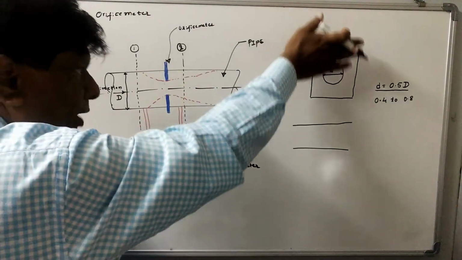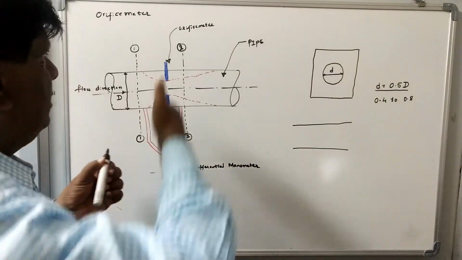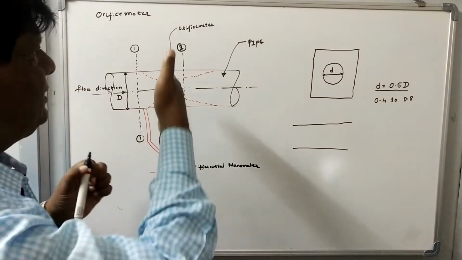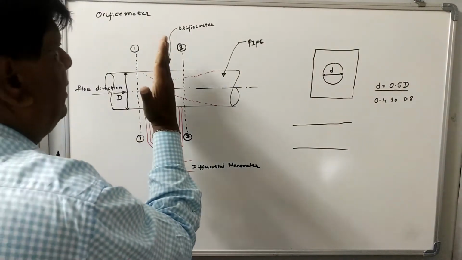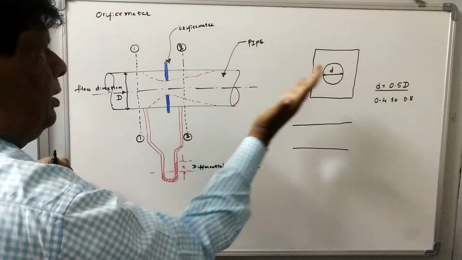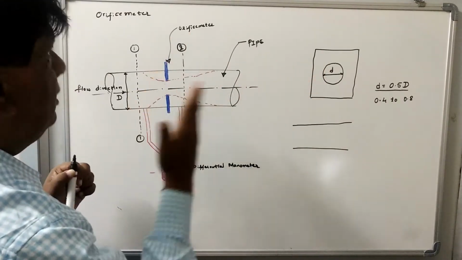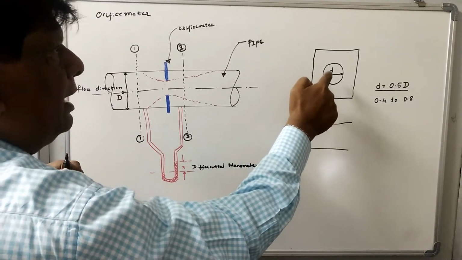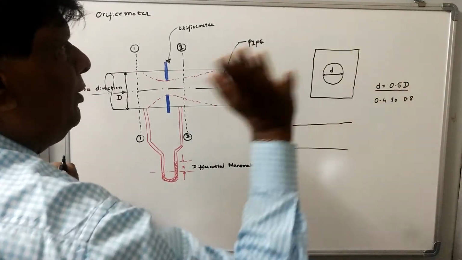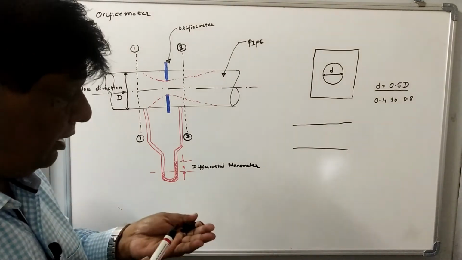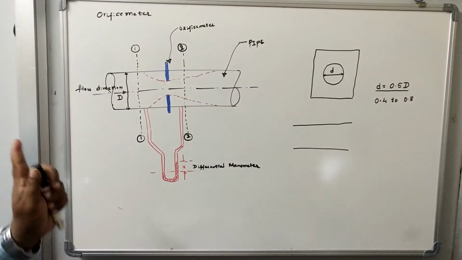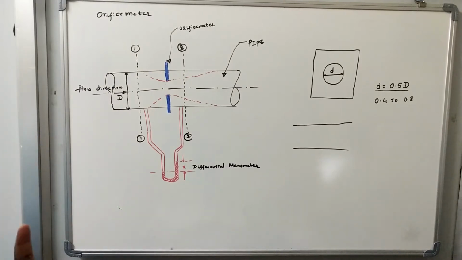this plate along the cross section of the pipe. You can cut the pipe, put this plate which has the hole, and the diameter of that hole is 0.5 times the diameter of the pipe. So this is the only difference between the venturimeter and orifice meter.